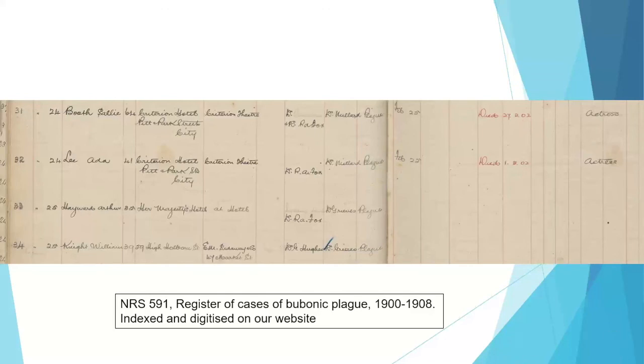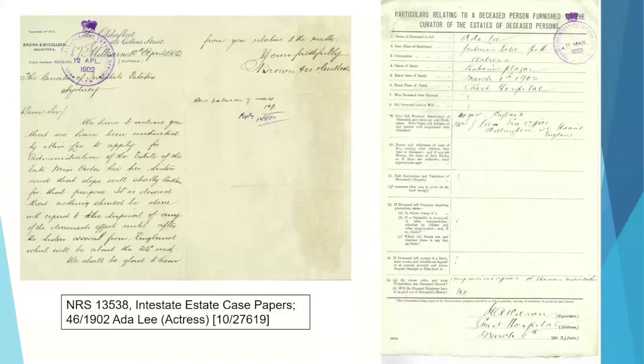Now, Ada Lee had died intestate, and we have her intestate estate case papers. So we have on the right-hand side there the certificate showing that she had died, the date of death, where she had died at the Coast Hospital, and then she's got the full description there, where she's come from. And on the left there's a letter that was sent from her sister to apply for administration of her estate. That was sent from her sister, or the sister's representation, to the curator of intestate estates.